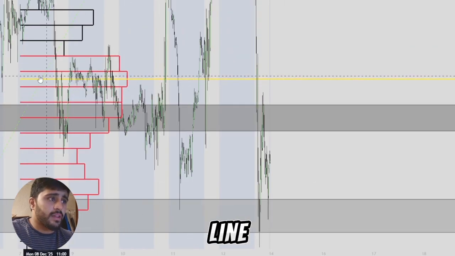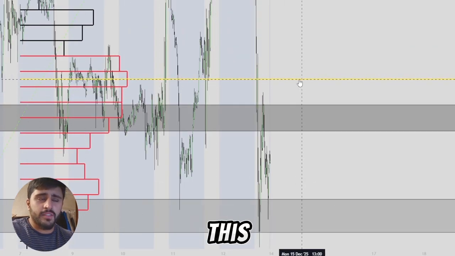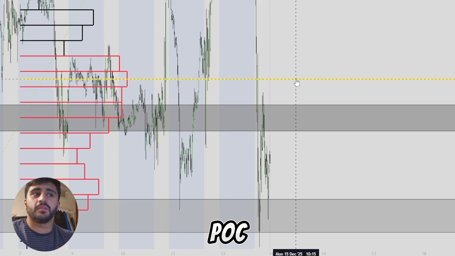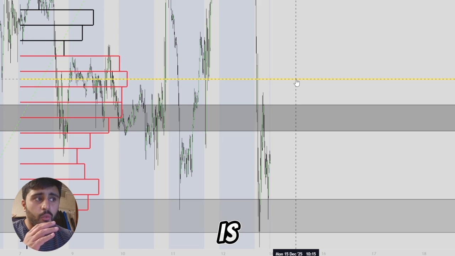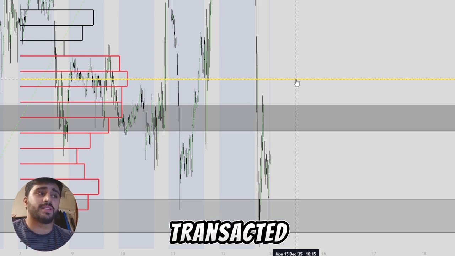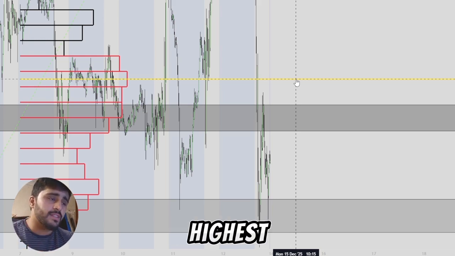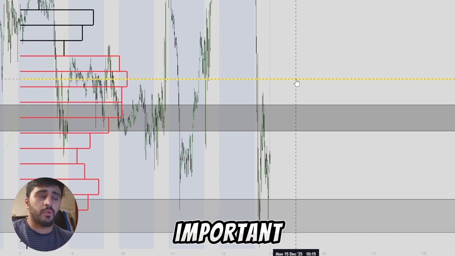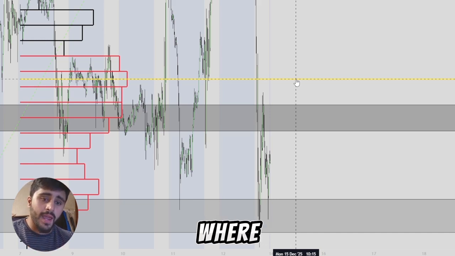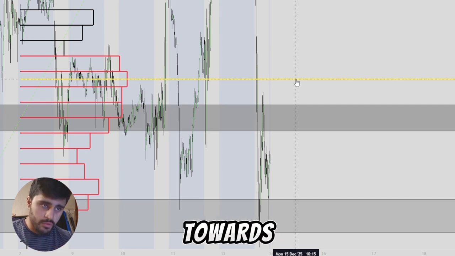Now, this yellow line here is arguably the most important line. This is what we call the point of control, or the POC, right? So I don't want to throw all these fancy terms, but basically what the POC represents is where most of the volume was transacted, right? So where was the highest point of volume for that week? And so the reason the volume profile is so important is because it shows you where you want to be trading from and where the price is most likely to gravitate towards.